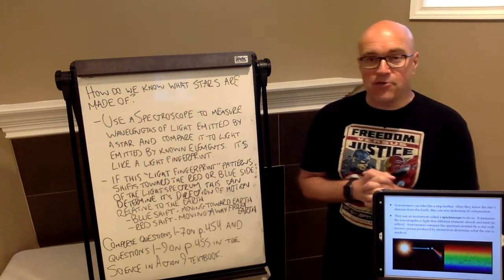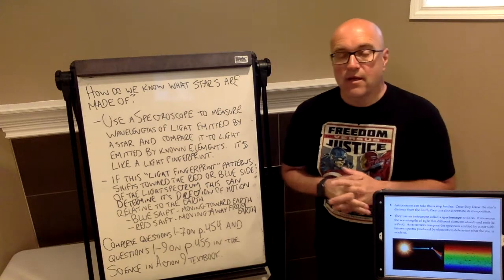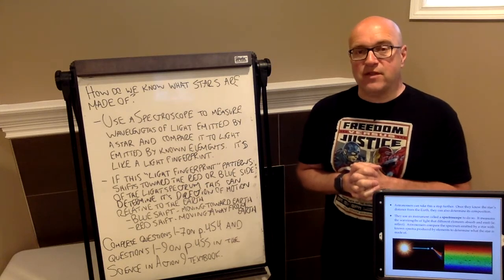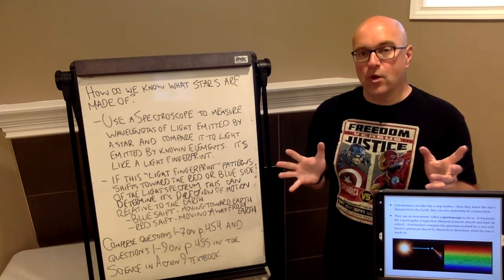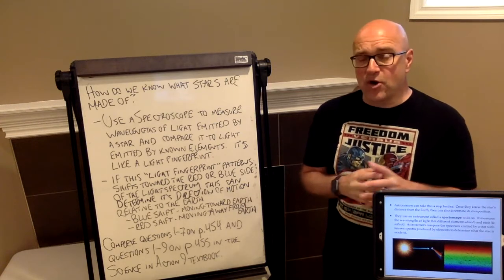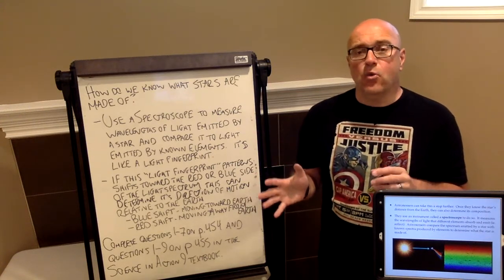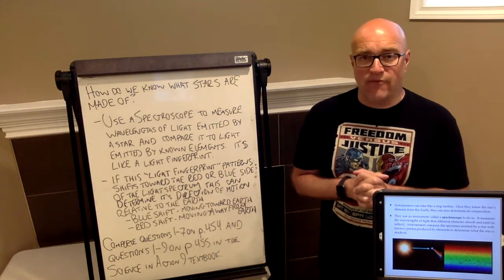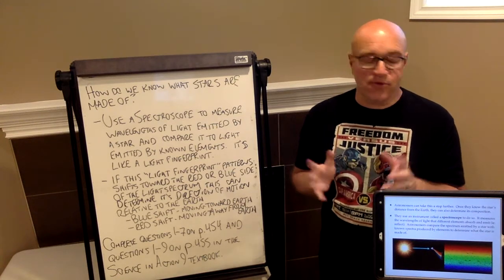And we can use something called a spectroscope to do that. It's a little device that basically measures specifically which wavelengths are coming through. Is there more red light coming from the star? Is there more blue light coming from the star? Which specific wavelengths are the dominant wavelengths being emitted from the star?